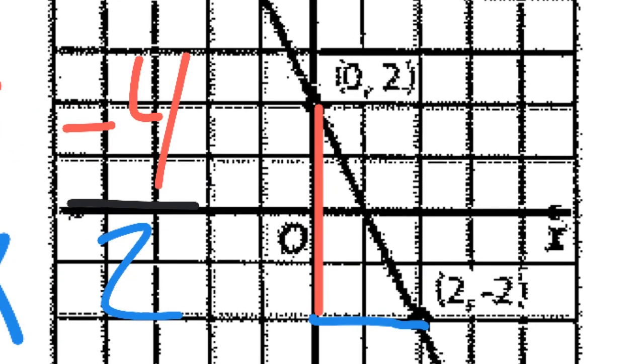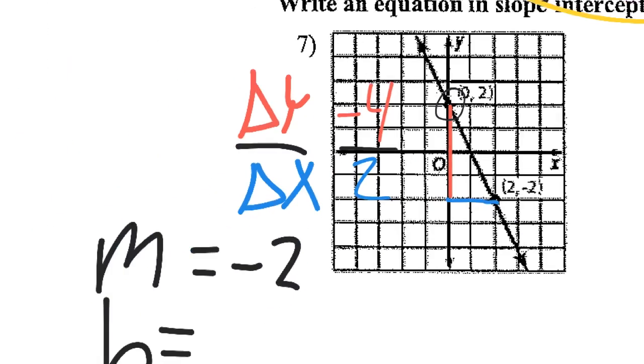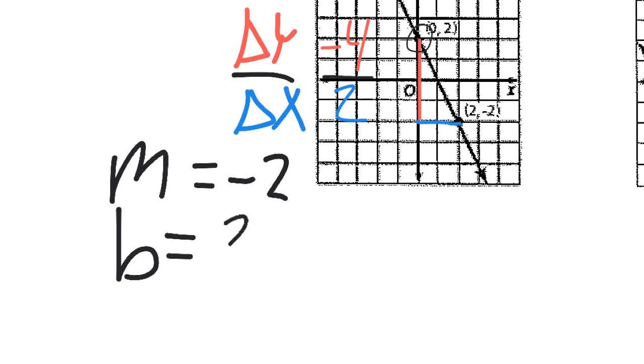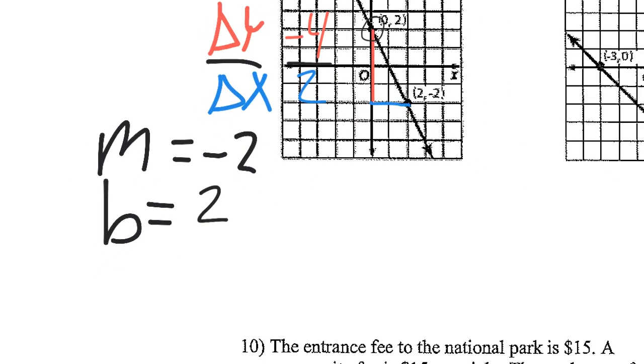My b is wherever this line crosses on the y-axis. Well, it crosses at positive 2. So b is also 2. So now my equation is y equals mx plus b.